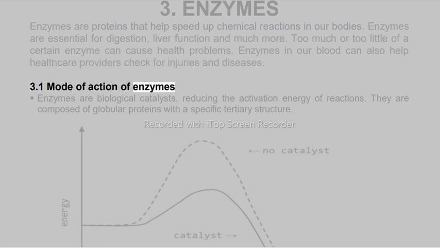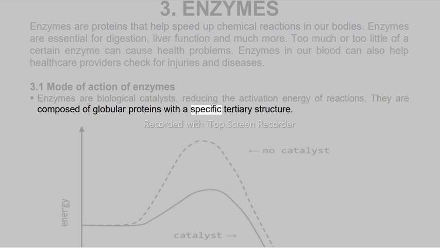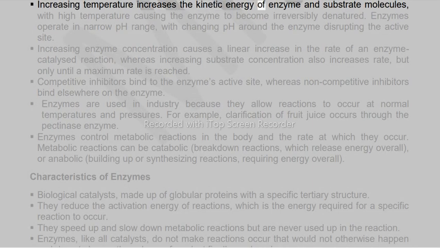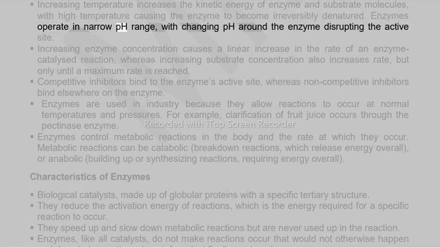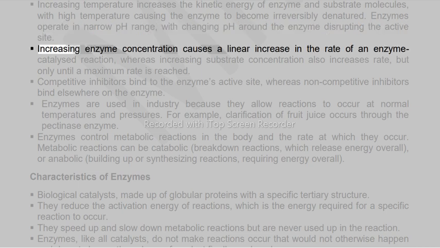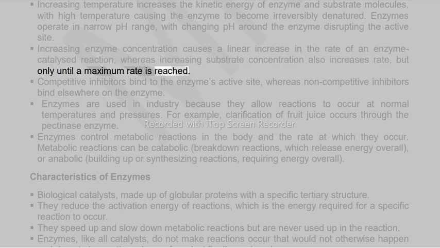3.1 Mode of action of enzymes. Enzymes are biological catalysts, reducing the activation energy of reactions. They are composed of globular proteins with a specific tertiary structure. Increasing temperature increases the kinetic energy of enzyme and substrate molecules, with high temperature causing the enzyme to become irreversibly denatured. Enzymes operate in a narrow pH range, with changing pH around the enzyme disrupting the active site. Increasing enzyme concentration causes a linear increase in the rate of an enzyme-catalyzed reaction, whereas increasing substrate concentration also increases rate, but only until a maximum rate is reached.